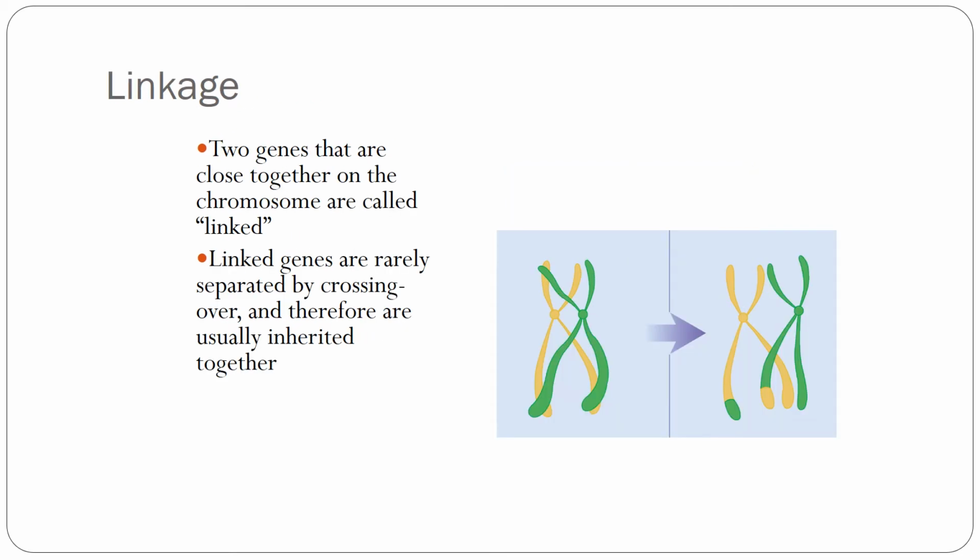So another phenomenon is linkage. When 2 genes are standing close together on the chromosome, they are linked. It is very difficult to separate them by crossing over, and those genes are usually inherited together. So, a very, very brief review.